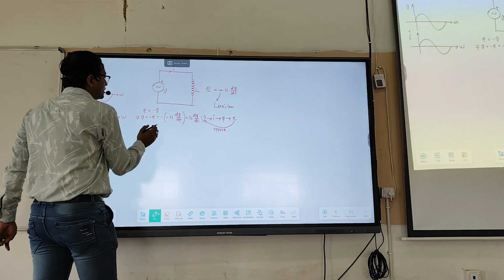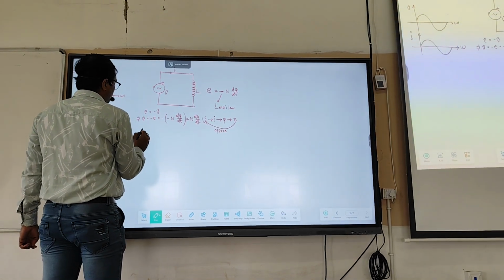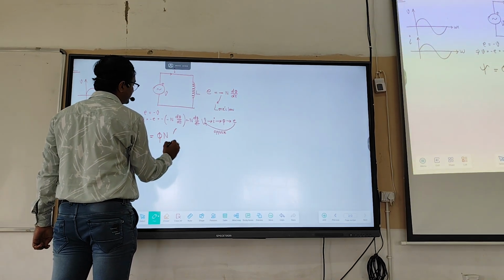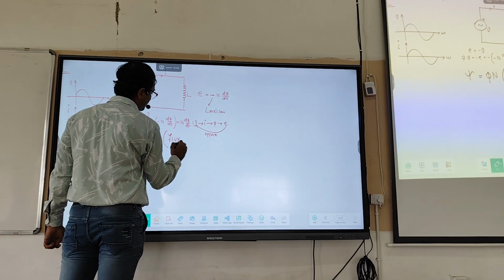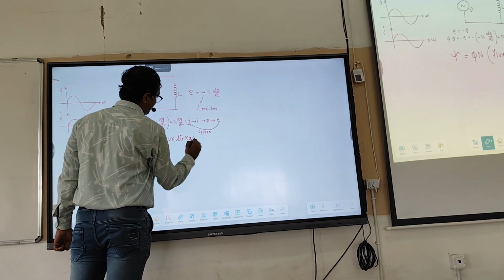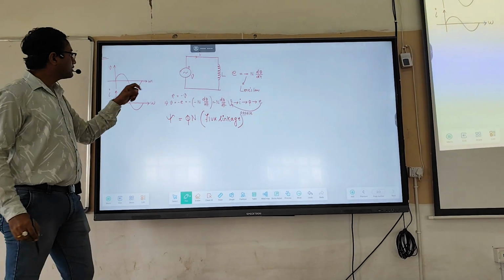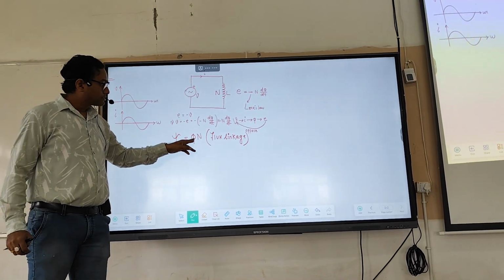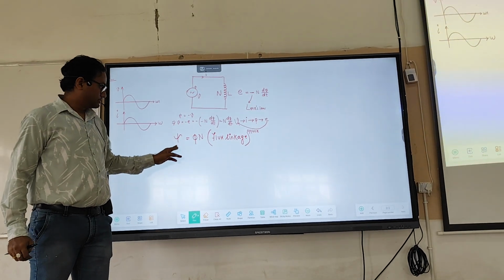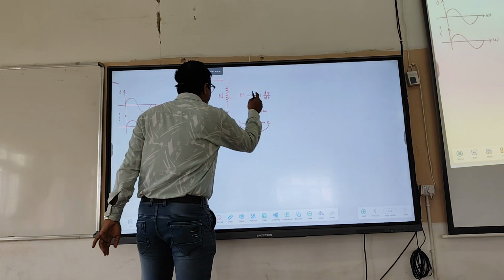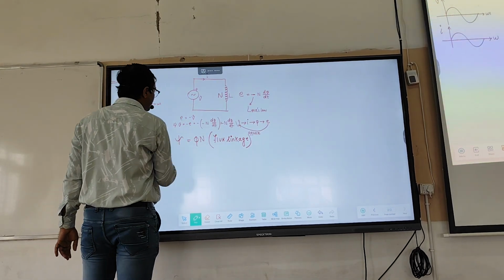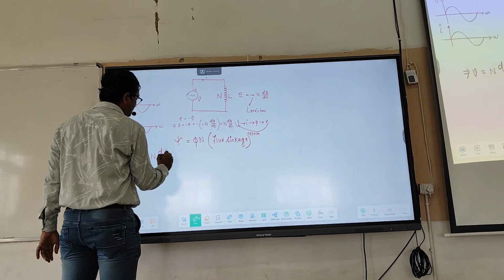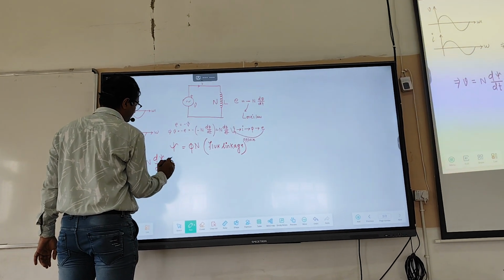Let us see another thing. Here one parameter is there, psi. Psi is equal to N into I. What is psi? Flux linkage. Here number of turns is N, and whatever flux is linked with this inductor, I can take it as psi. So if we put it in place of voltage, E is equal to N d psi divided by dt.